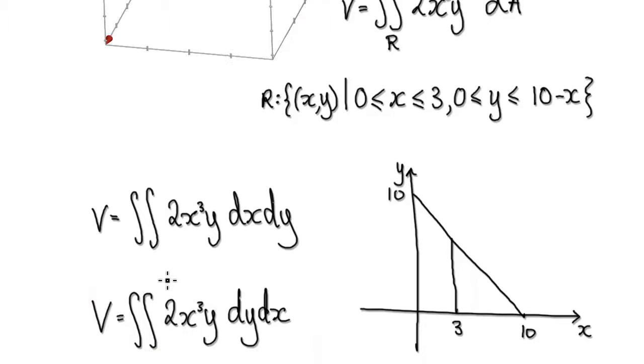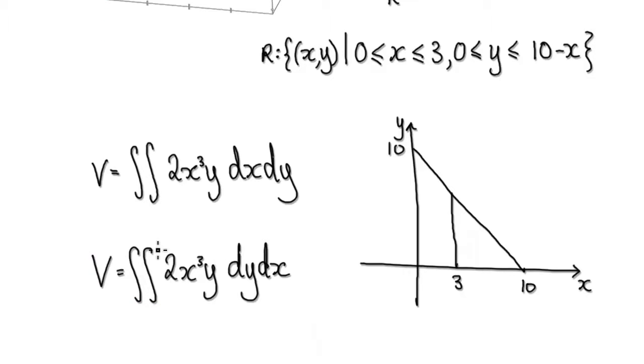So dy by dx would be like this. Looking at the inner integral, you're moving parallel to the y-axis. So this is the y-axis here, and you're moving along like this. Because you're moving in the y direction, that would mean y equals something and y equals something. So you start here, you stop here.